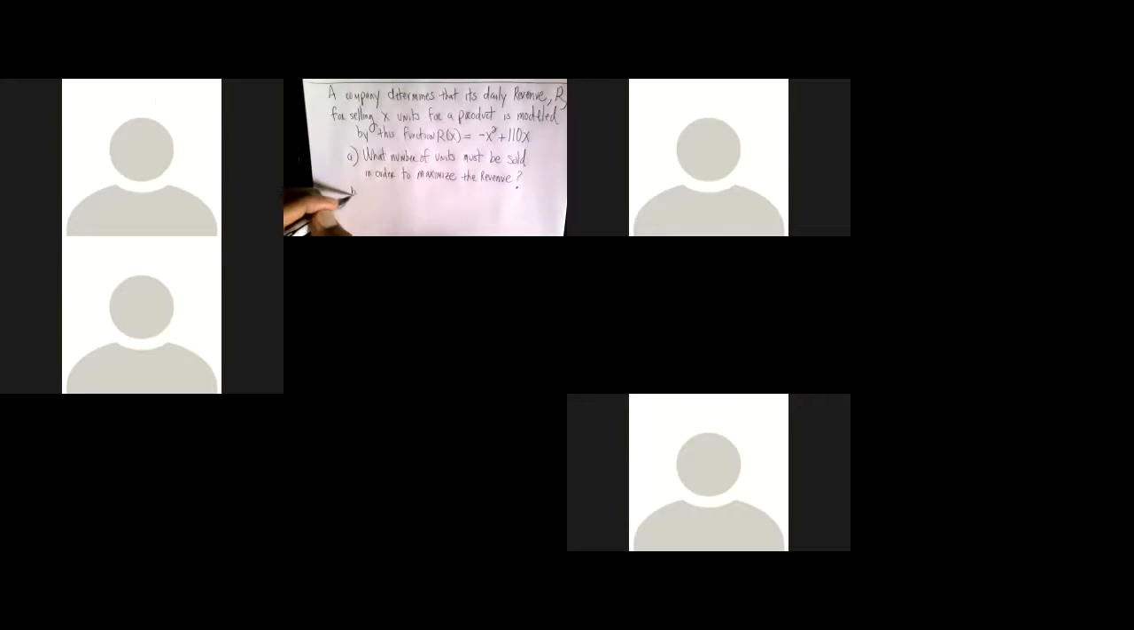So question A, what number of units must be sold in order to maximize the revenue? That's question A. And question B, what is the revenue?